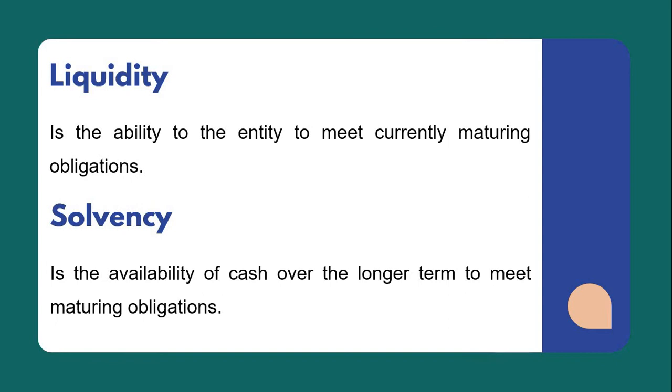Okay? Liquidity and solvency are somehow the same. The difference is that for liquidity, we are going to evaluate whether there are available funds to meet currently maturing obligations, while for solvency, is there any available funds or cash to meet long-term obligations? So, is the entity sustainable? Can it pay in the future its long-term obligations?